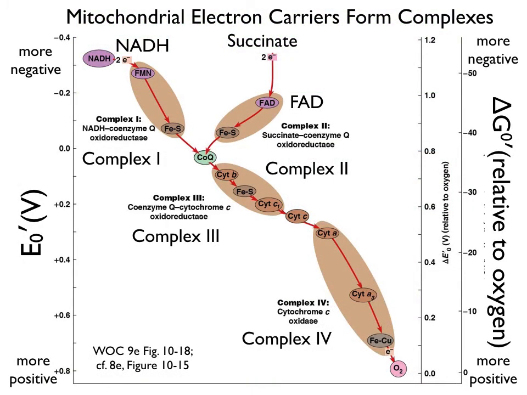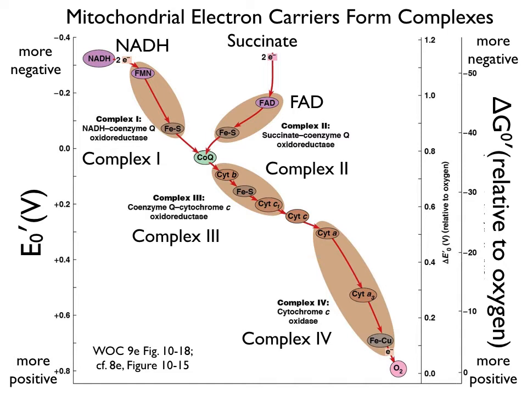All right, so let's now consider the places and the complexes where electron transfers occur during electron transport. And this is a complicated slide, a figure that shows the standard electrode potentials associated with a number of the electron transporters that are involved in electron transport and oxidative phosphorylation.